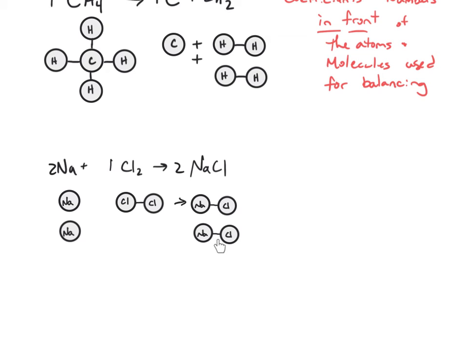I doubled my chlorine on the right because I had 2 chlorines on the left. But by doubling my chlorine, I also doubled my sodium. Now when I double my sodium, I have to go back to the left-hand side and double my sodium here. And now I have 2 atoms of sodium, 1 chlorine molecule, and then 2 of these NaCls.